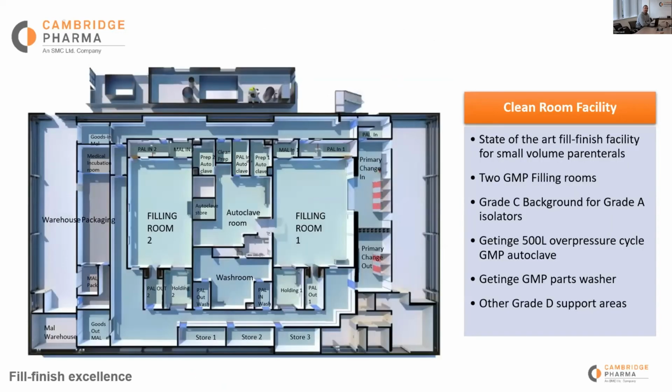Okay, next slide, please. So this is the clean room facility. Say it's a new build facility, state-of-the-art, two GMP filling rooms. As I say, they're grade C background with grade A isolators inside there. We support those sterile filling lines with an on-site autoclave to allow sterilized product that's going into those, be it for aseptic or terminal sterilization. We also have washers on site to support any of those materials that are going into that site, into those lines.